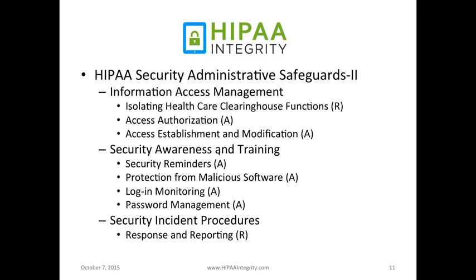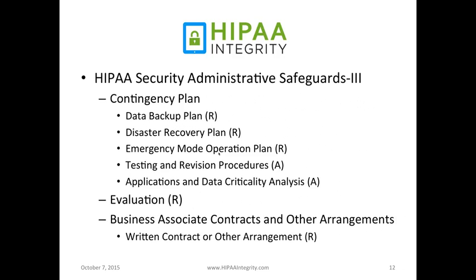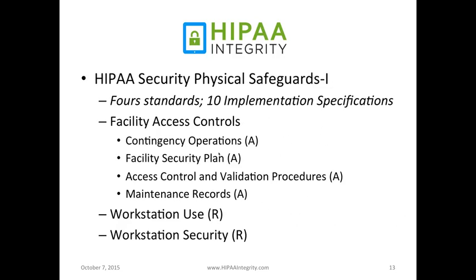Continuing down, the second set here is security awareness and training of the safeguards, reporting on security incident procedures, having a whole set of contingency plans. These relate to availability, one of those key foundational properties, evaluation, and then business associate contracts and other arrangements. Those comprise the administrative safeguards.